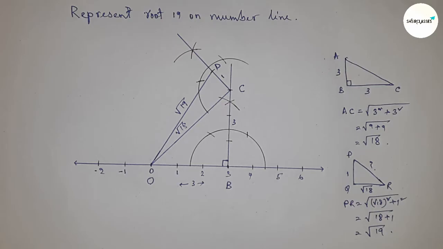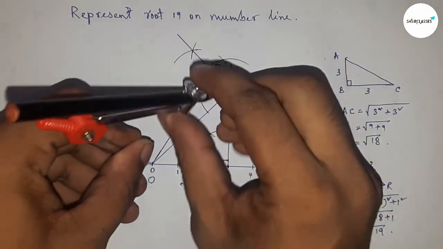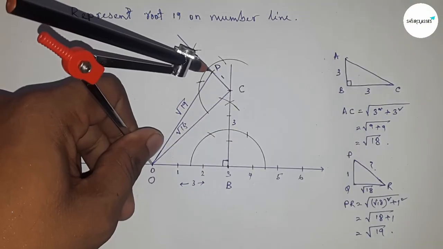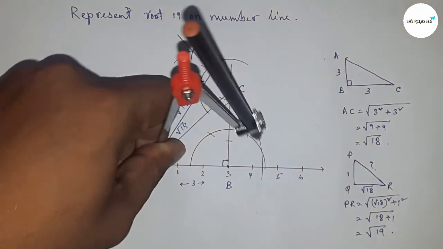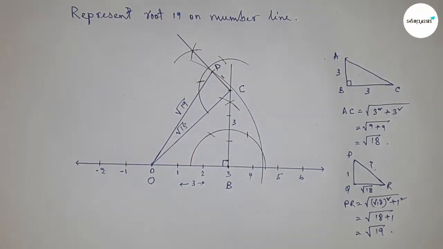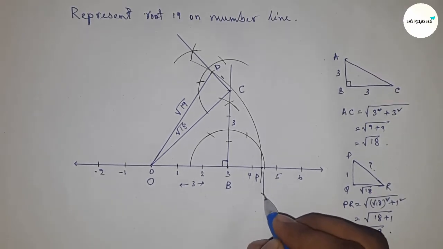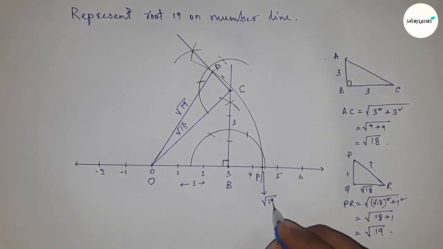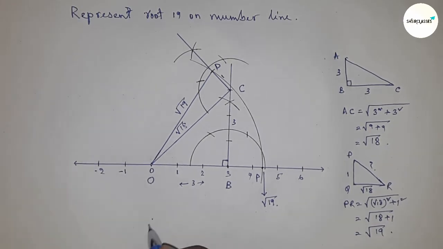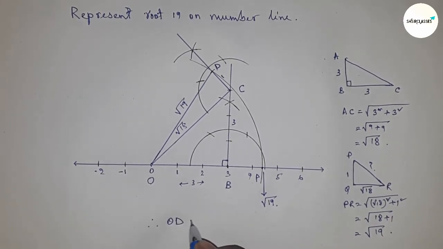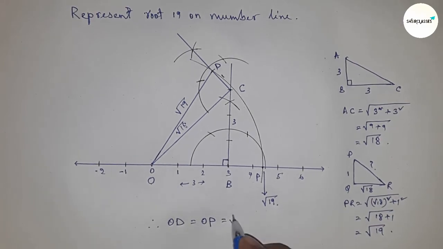Next we have to draw an arc. So first taking the length OD with the compass and drawing an arc which cuts the number line at a point. This is P and this is the representation of root 19 on the number line. So therefore OD equals OP equals root 19.